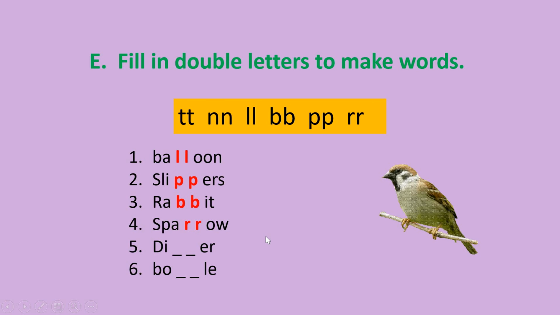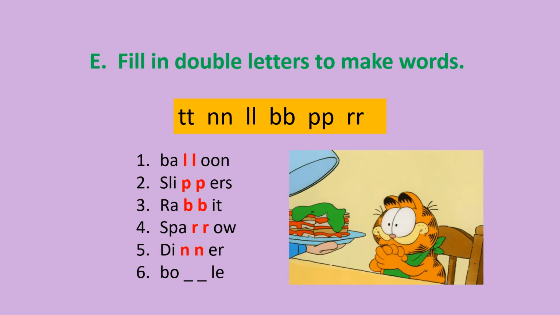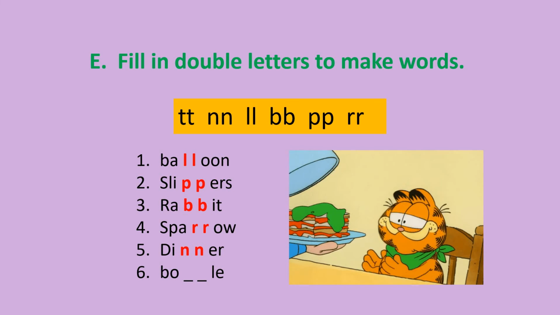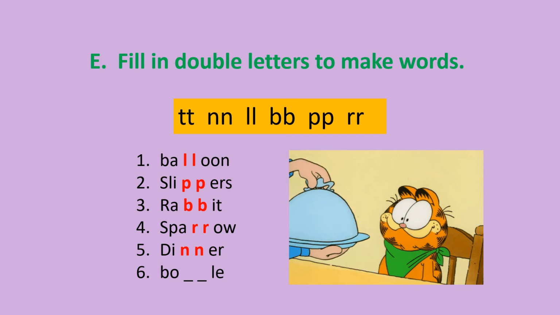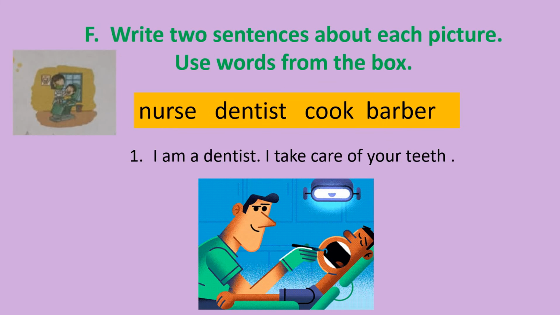Sparrow. Looking here and there. Number 5, dinner. Wow. Looks yummy. Double N. Dinner. Last one is bottle. See the bottle. Bottle. Okay. Now F part is write 2 sentences about each picture.